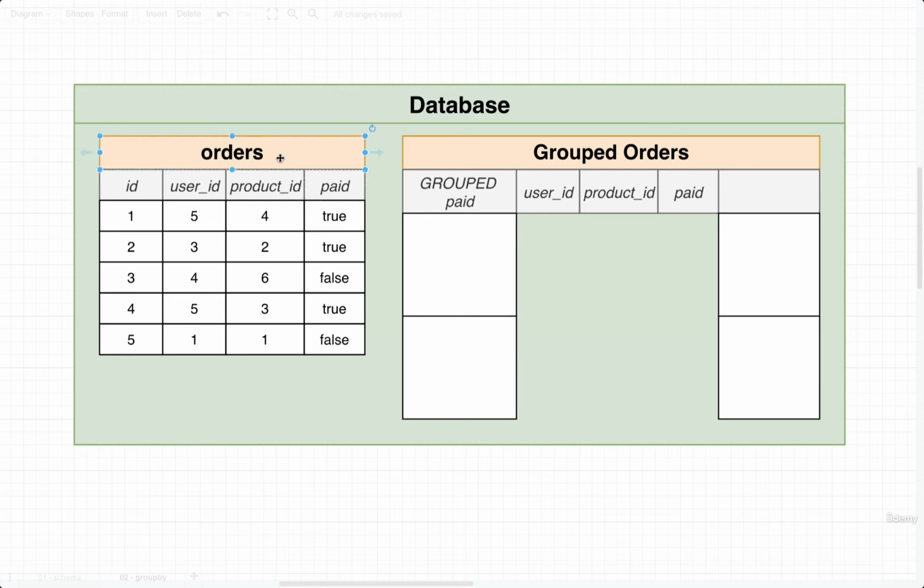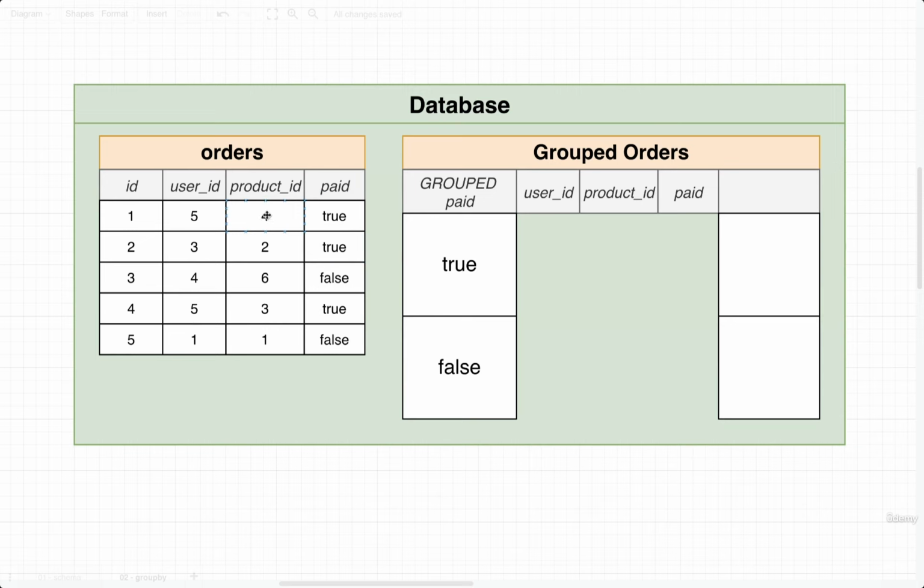So we're going to do a group by on orders. Here's our imaginary fake table over here. We're going to group by the paid column. Step number one is for our database to go through that column and find all the different unique values. In this case, the only unique values are true and false.